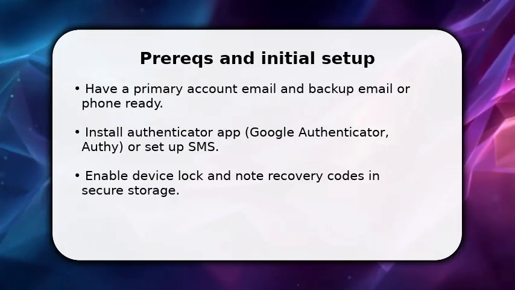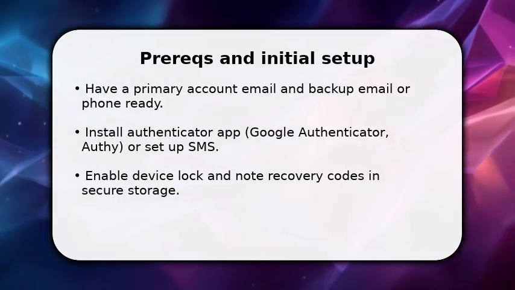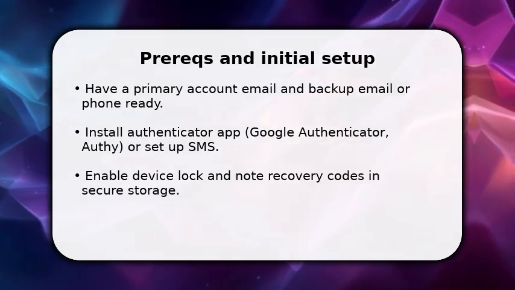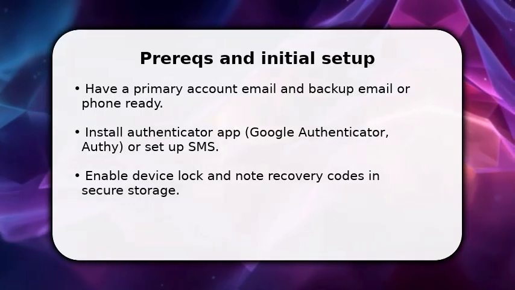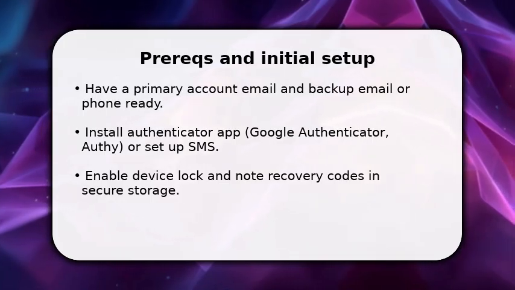You start by preparing essentials: a primary account, a backup email or phone, and an authenticator app. Once done, sign into the account and open security or login settings. This is where two-step verification lives. Make sure your device has a lock enabled so second-factor tokens stay protected.